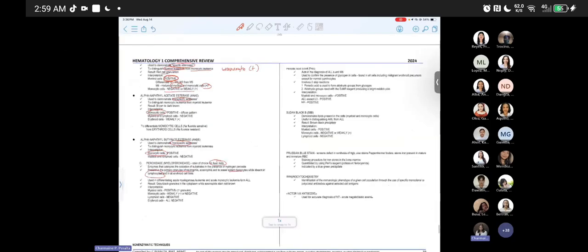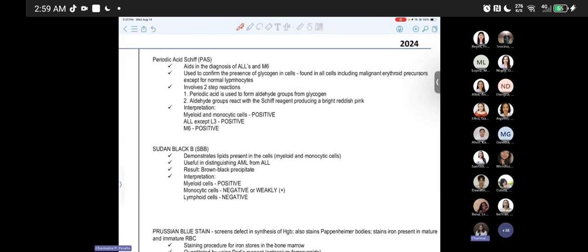Yung other details, yan, basahin nyo na lang. We have periodic acid Schiff, aids in the diagnosis of acute lymphocytic leukemia, L1, L2, L3, and M6. So pag sinabing M6, erythroblastic.